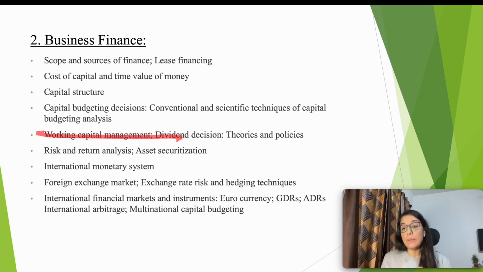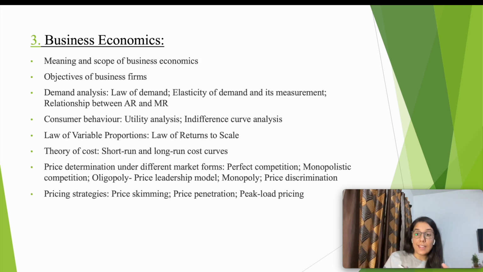They can ask you about the Modigliani and Miller theory, proposition 1 and proposition 2. They can also ask about the international monetary system, which is also very important. They can ask about GDRs and ADRs. What is a global depository receipt? What is an American depository receipt? That kind of question can come. Then what is business economics? In the business economics subject, questions related to graphs can come.